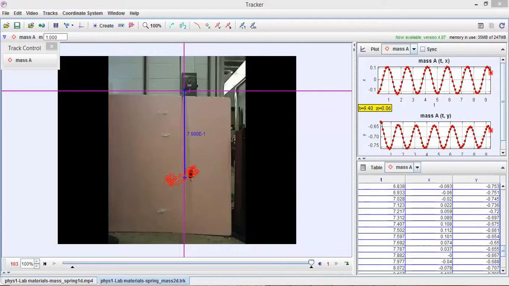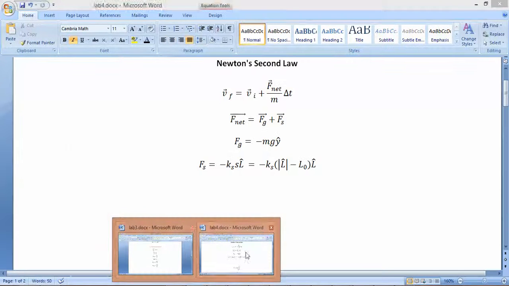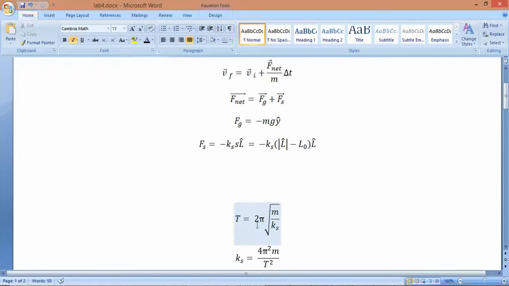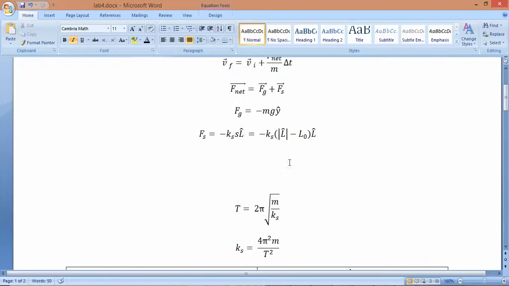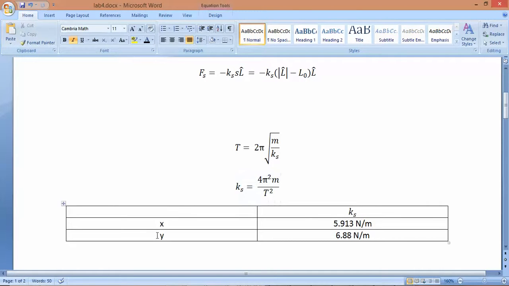So using our experimental data to calculate the time for the period, we can set that equal to 2 pi times the square root of the mass over the spring constant, and we can rearrange that equation to find the spring constant, which equals 4 pi squared times the mass over the period squared. Here are my two different spring constants for x and y.